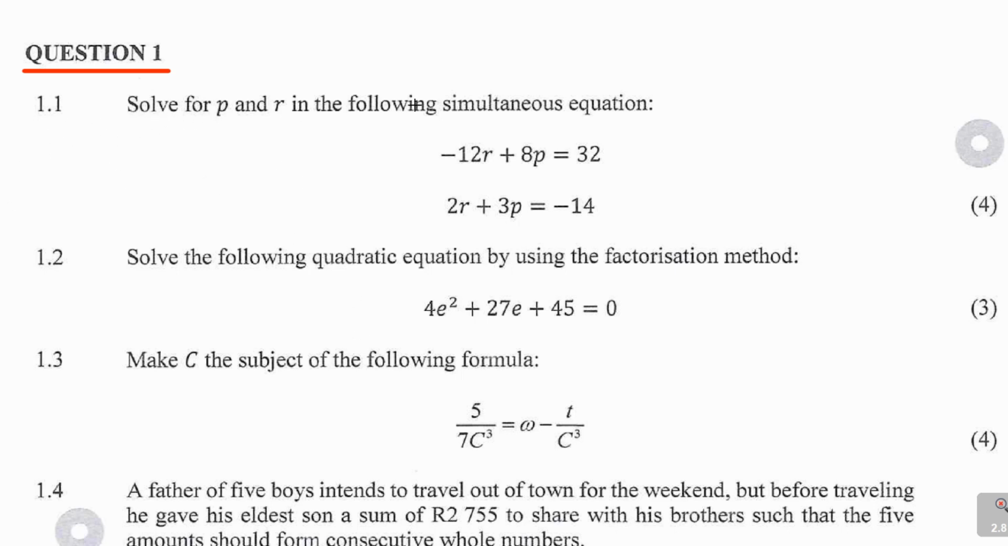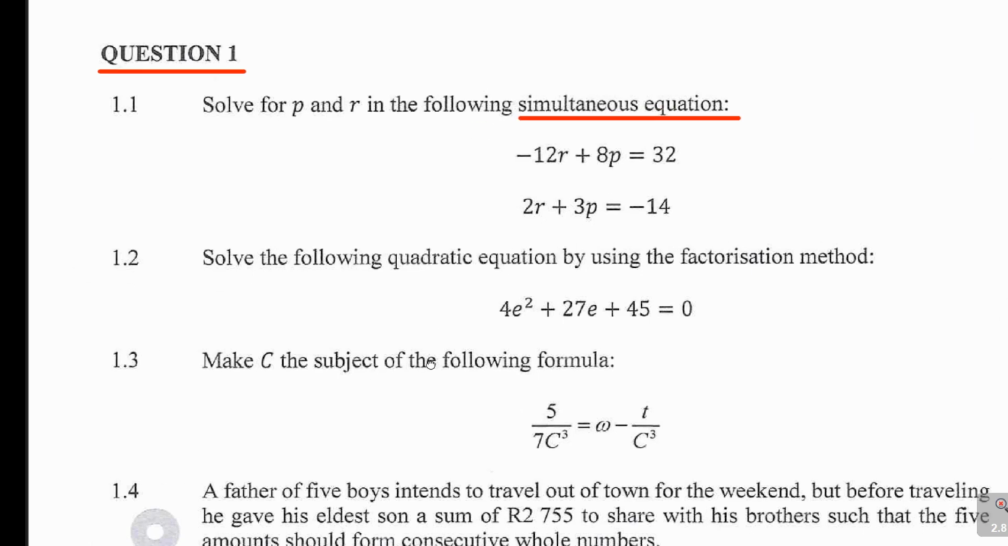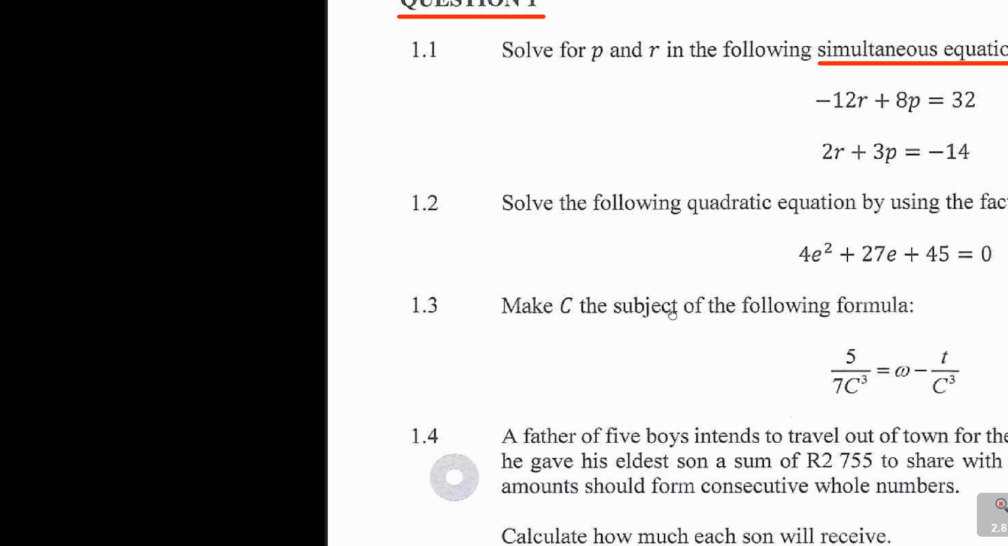It says solve for P and R in the following simultaneous equations. I'm going to use one method. This is 4 marks. I'm going to use the elimination method. I always prefer it. So it says minus 12R plus 8P is equal to 32.